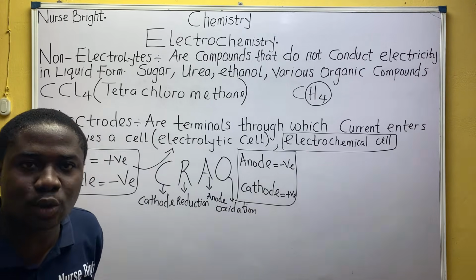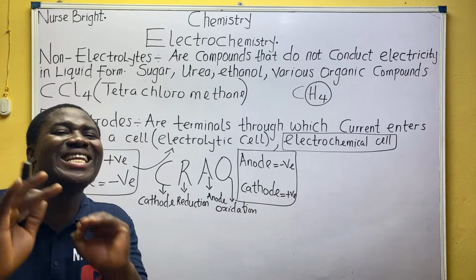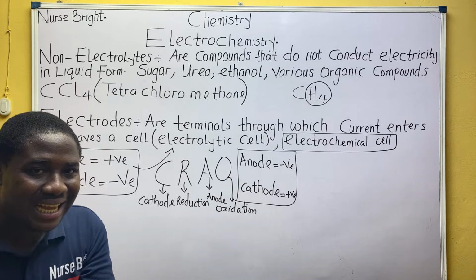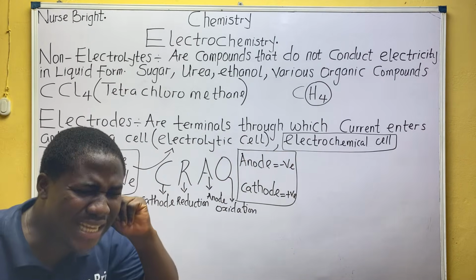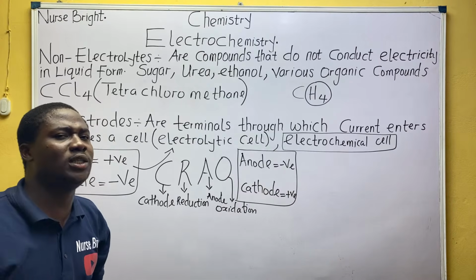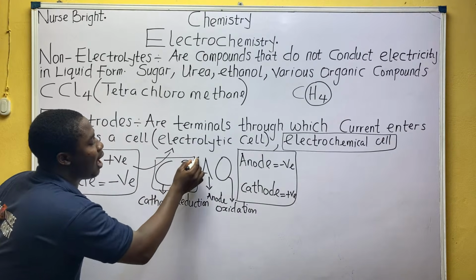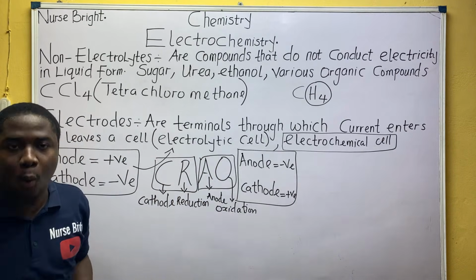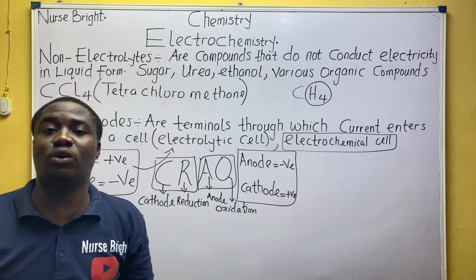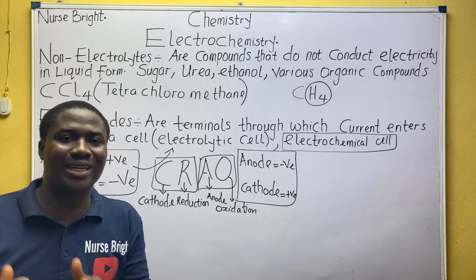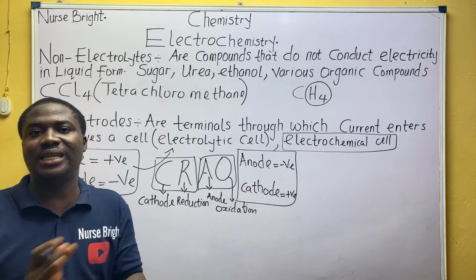What does this tell us? It tells us that the cathode of any cell, be it electrolytic or electrochemical cell, always undergoes a reaction called reduction, because C and R go together, A and O go together. You understand? Whereas the anode, be it electrolytic or electrochemical cell, always undergoes oxidation. I believe you guys are following me. They are all very, very easy. They are not difficult at all.